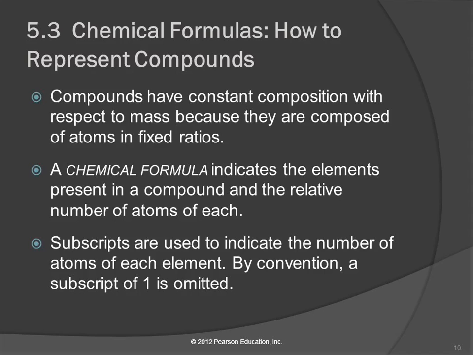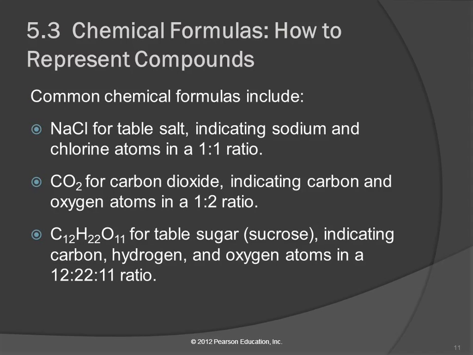So in chemical formulas, what we do is we represent the number of atoms of each element present in the compound. And we do this using subscripts. We have a lot of subscripts and superscripts in chemistry. We use subscripts to indicate the number of atoms of each element, and by convention, we don't use the subscript 1. So there's the chemist's bias against the number 1 again. I'm surprised he hasn't sued us.